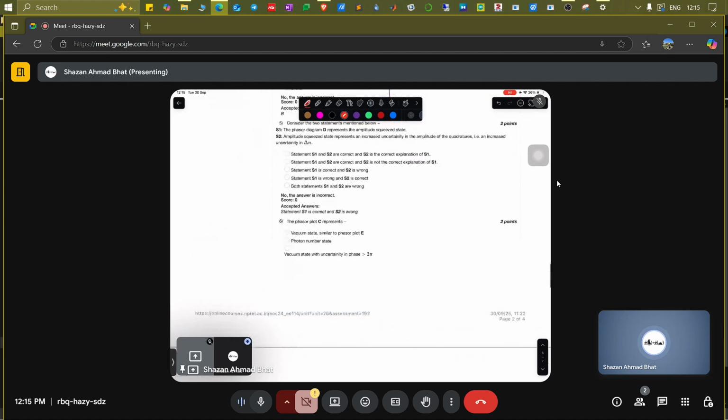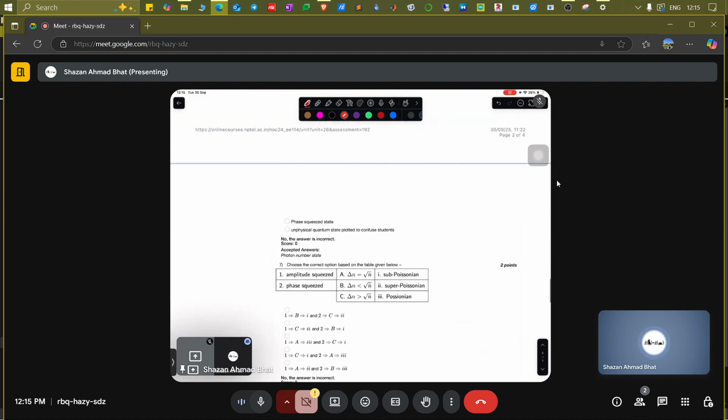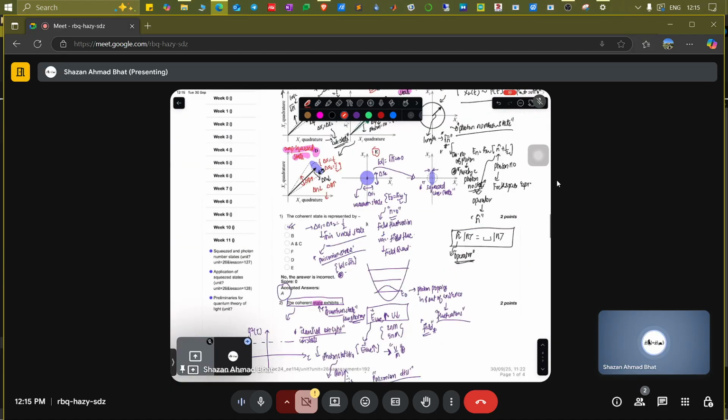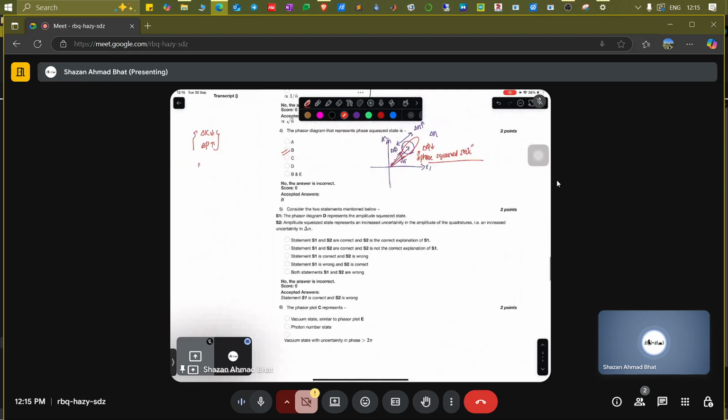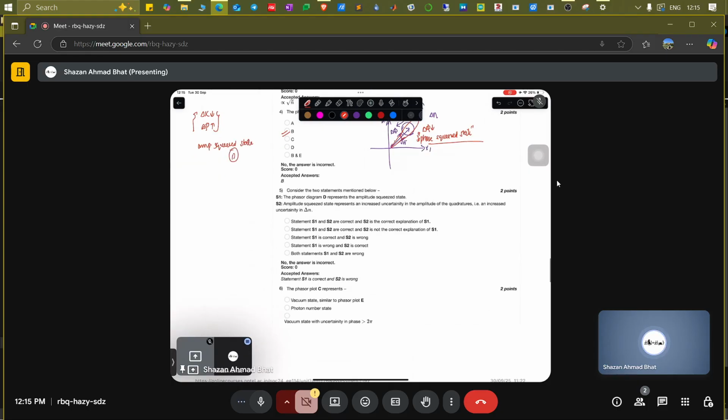If it asks which is the amplitude squeeze state, then you have part D as the amplitude squeeze state, which is basically represented as this. This is x2, this is x1. So this is the coherent state. Then the amplitude squeeze state will look something like this.